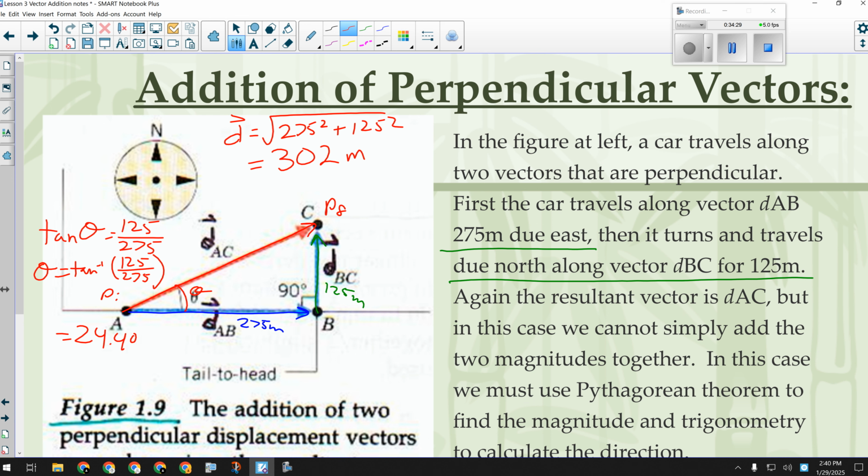Okay, so our final answer here, with 3 significant digits: the total displacement is 302 meters at 24.4 degrees north of east.